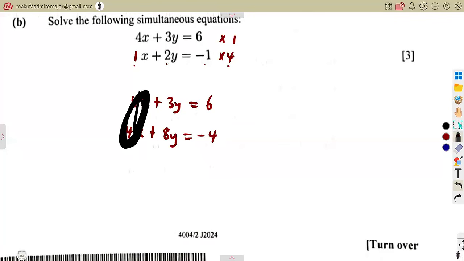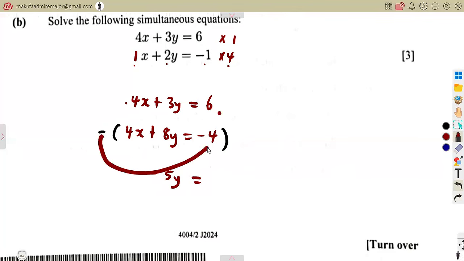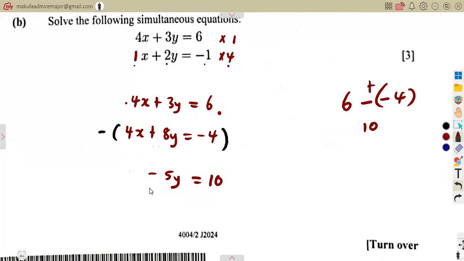How can I eliminate x? Because on x, it is the same, I can simply subtract the second equation from the first one. 4x minus 4x is 0. You have eliminated x, it is no longer there. 3y minus 8y is minus 5y, is equal to 6 minus minus 4. A minus and minus is a plus, which will be 10. So this is equal to 10 divided by negative 5. So y is equal to minus 2.